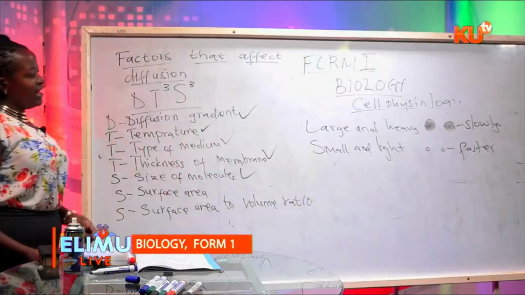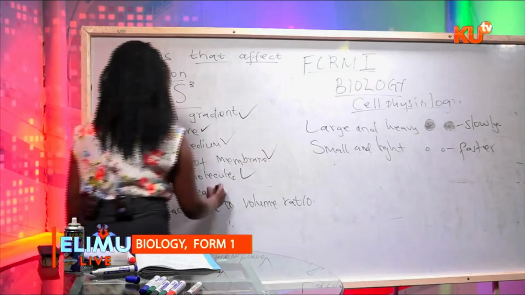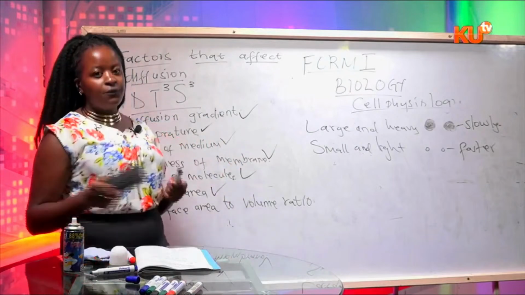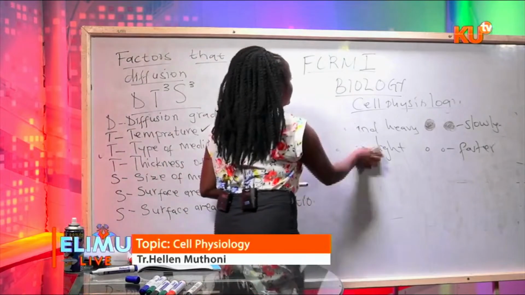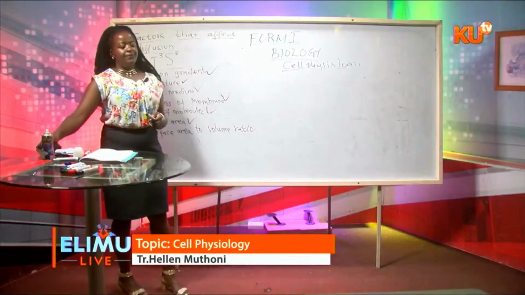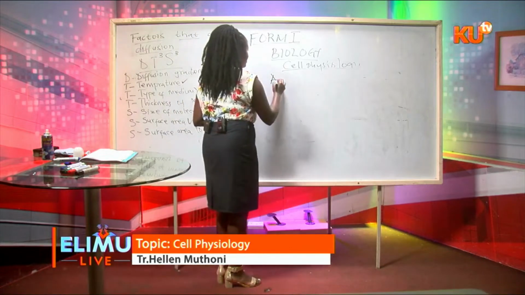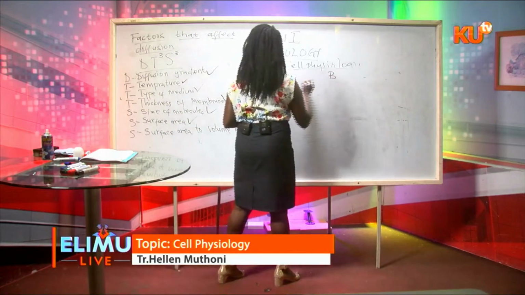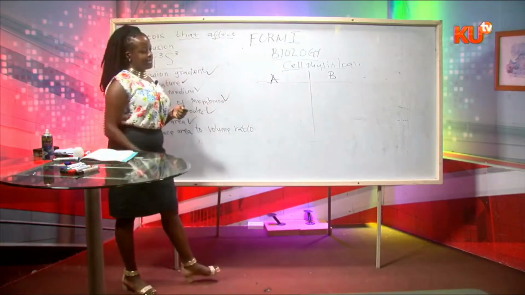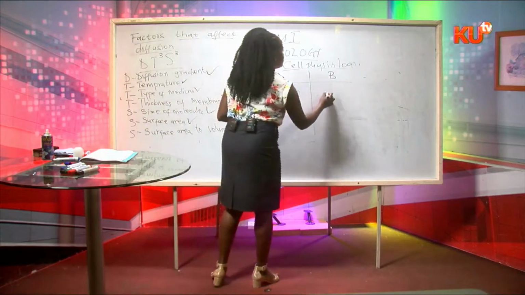The other factor that affects diffusion is the surface area. What amount of area is exposed for diffusion to take place? We can demonstrate that by drawing two surfaces. We have surface A and surface B. The first surface is big in size and the second surface is small in size.